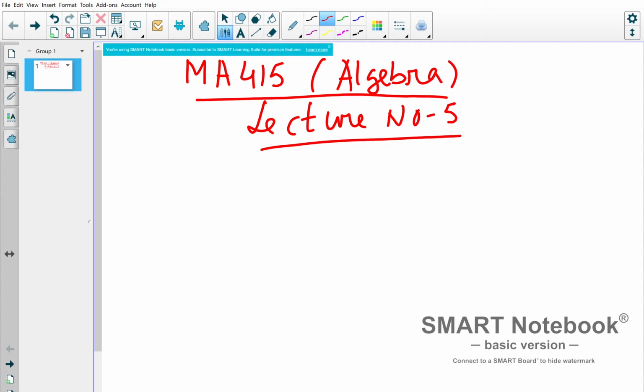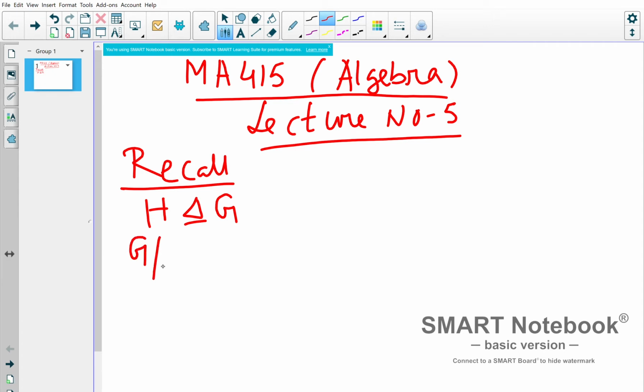Recall that in our last lecture we discussed normal subgroups. A subgroup is normal if it satisfies one of those equivalent conditions. There are a few equivalent conditions, and there are actually more; I only listed 5 or 6. If it satisfies any of those, it is called a normal subgroup, and then we defined the left cosets.